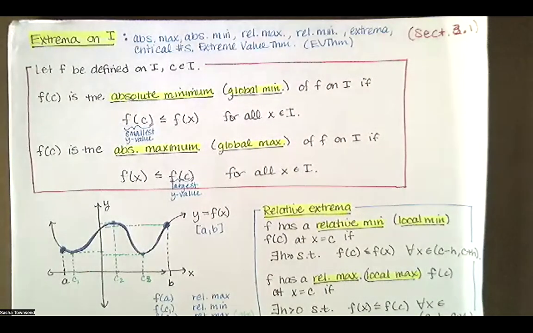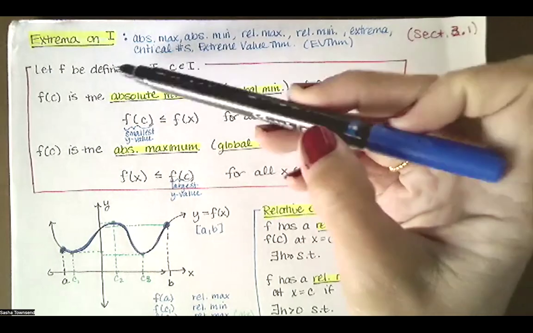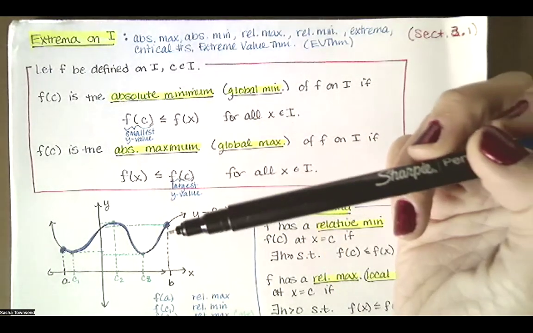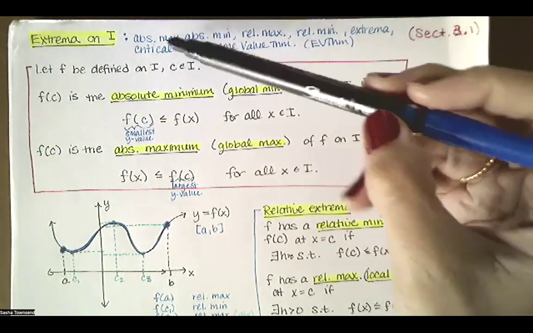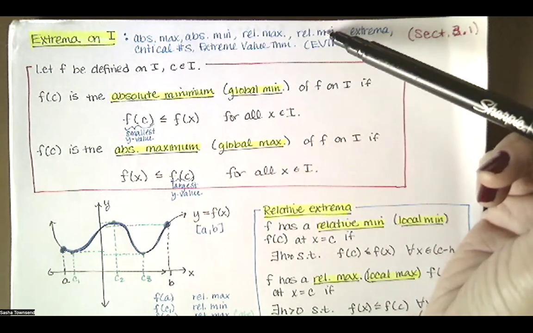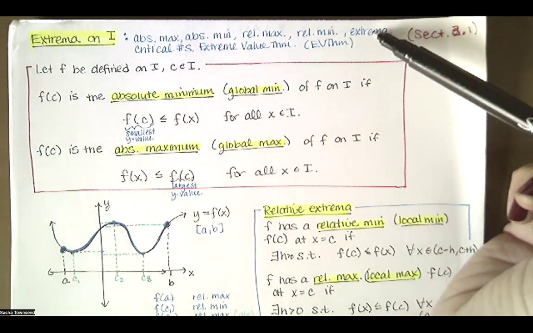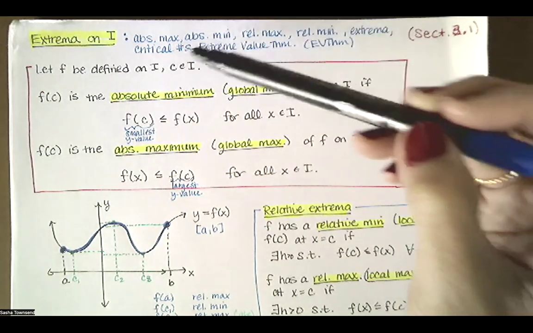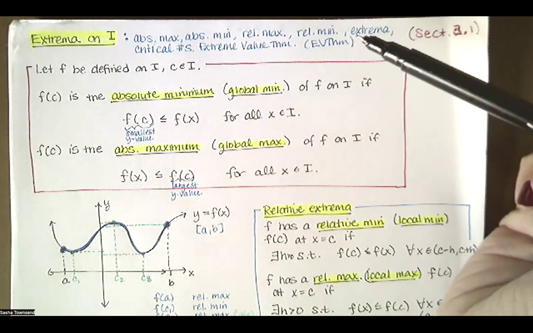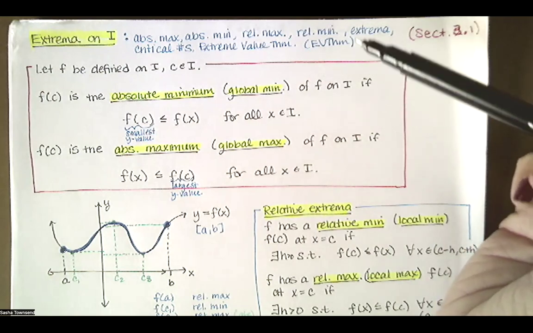In this video, we discuss extrema of a function on an interval I. Extrema are just minimum values and maximum values of that function. We'll define the terms absolute maximum, absolute minimum, relative maximum, relative minimum. Extrema in general, which just is local mins, local maxes, global mins, global maxes. Critical numbers, and we'll define the extreme value theorem. We'll talk about what it says, and we'll talk about how to apply it.